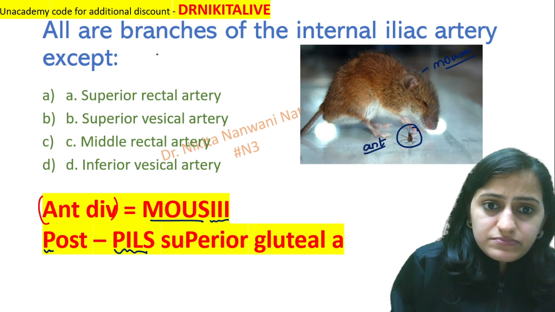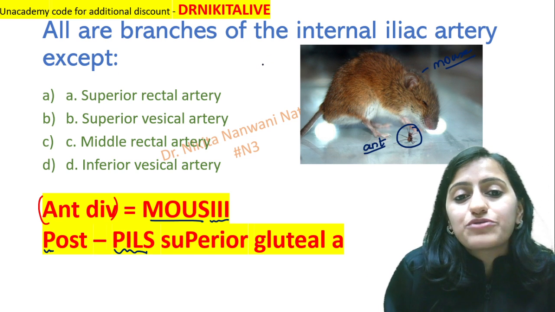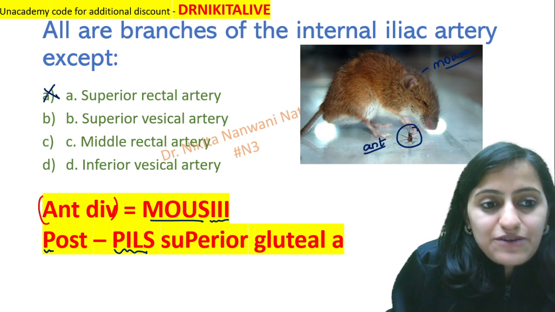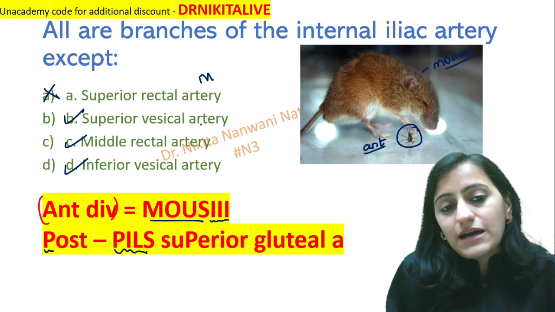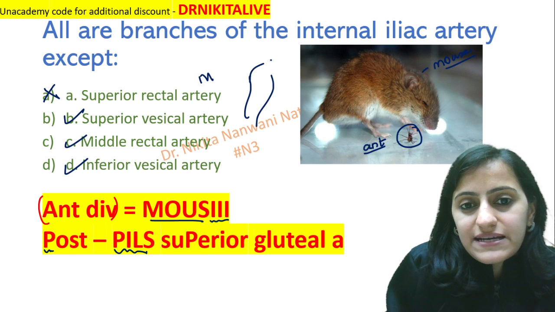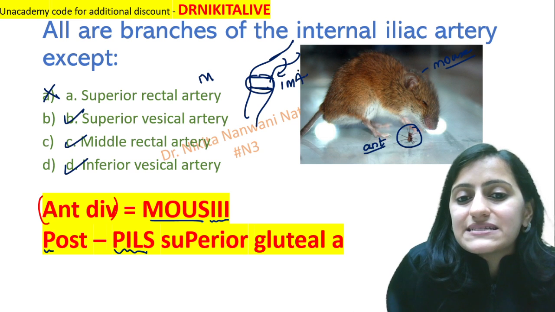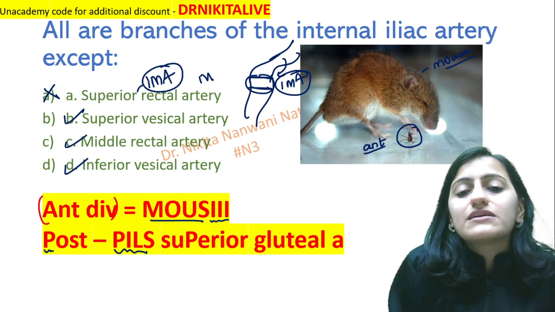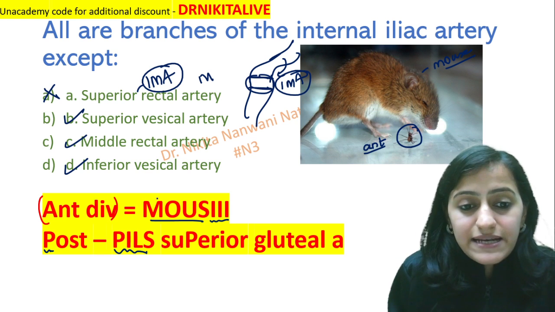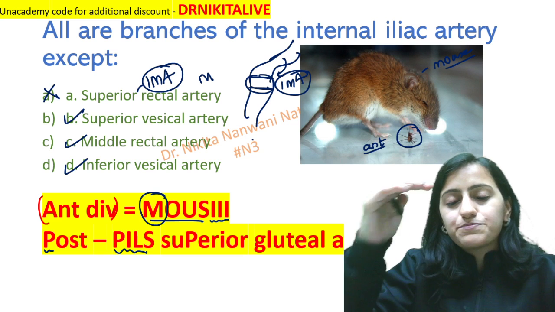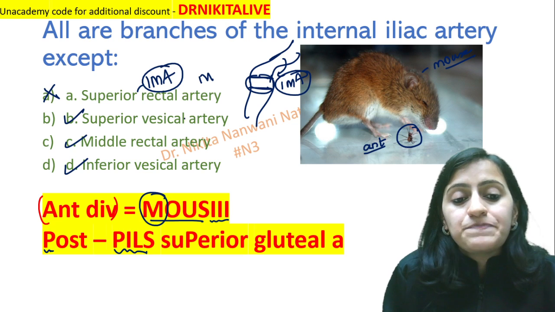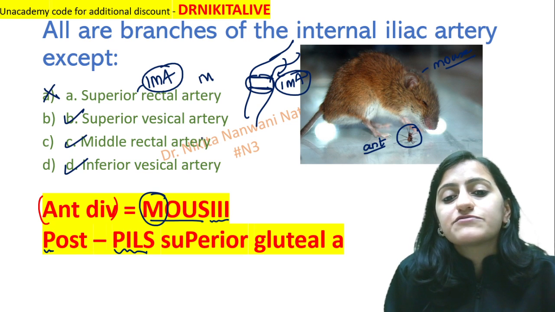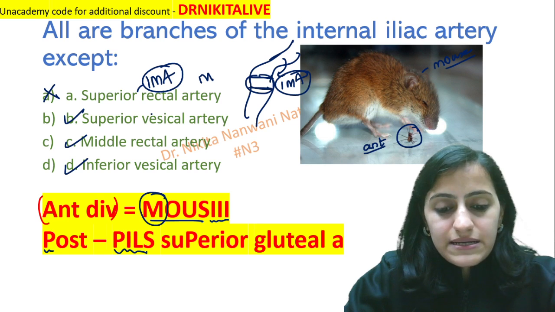Going back to the question: all are branches of the internal iliac artery except. The superior rectal artery is not a branch. The middle rectal artery is a branch. Superior and inferior vesical are branches. For the superior rectal artery, if this is the rectum, we have the intestine above. What gives the superior rectal is the inferior mesenteric artery. Remember, the M is the middle rectal. We have superior rectal, middle rectal, and inferior rectal. Superior is from the IMA, middle is from the anterior division of the internal iliac, and inferior is from the internal pudendal. The answer here is the superior rectal artery.